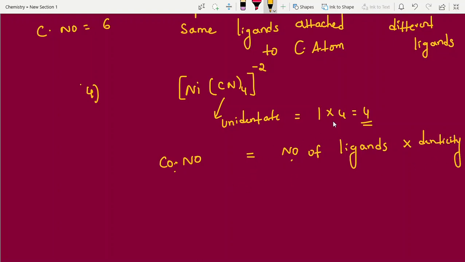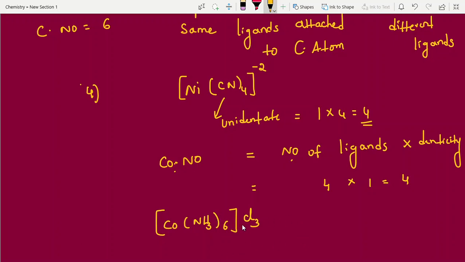See here, just now we have calculated the number of ligands, how many, students? 4. Denticity, unidentate, 4 into 1, 4. Above examples also, if you want to take, you can take it. NH3, this is what, students? 6, right? This is an octahedral complex. Octahedral is nothing but around the central atom we have 6 ligands. On paper we are writing only 6, and top and bottom one more is a three-dimensional geometry.